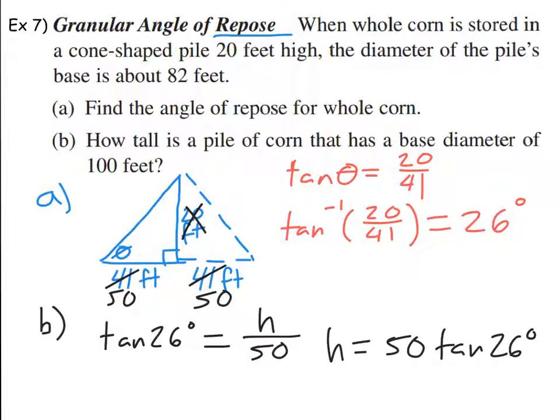Just one step to solve it. H is going to be 50 times tangent of 26. With a little help from a calculator, you should see that the new height would be about 24.4 feet. Okay, which is interesting. I mean, you know, the piles seem to get a lot wider. It got 18 feet wider at the base, 82 to 100, but it only got right around 4.5 feet taller.